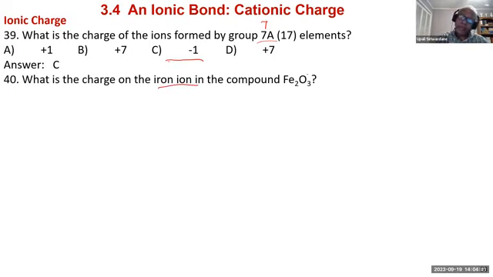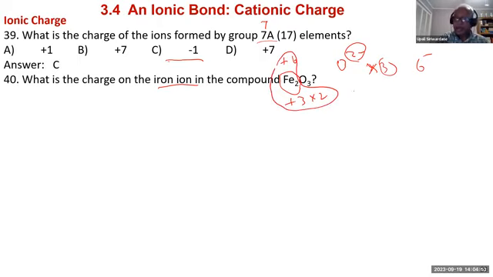What is the charge on the iron ion in the compound? Normally, oxygen is 2 minus. There are 3 of them, that's 6 minus. Therefore, this should balance out with a positive 6. Each iron has positive 3, times 2. So the ion charge on the iron should be 3 plus.